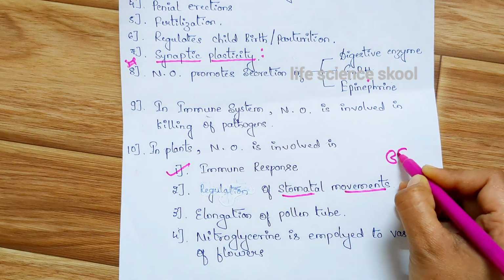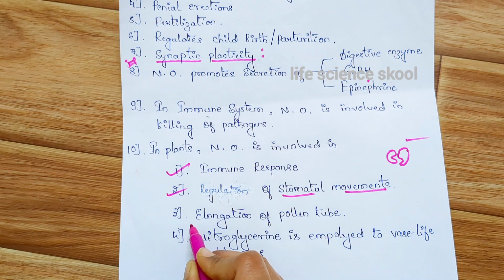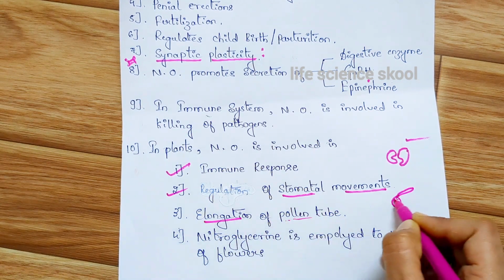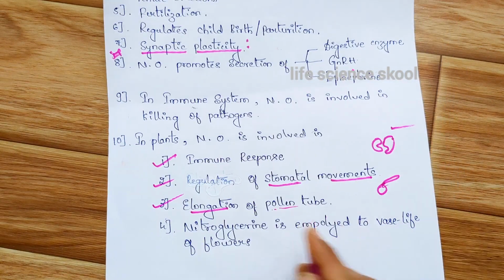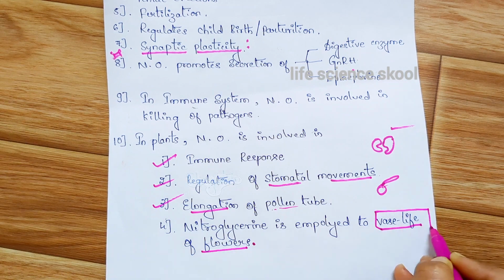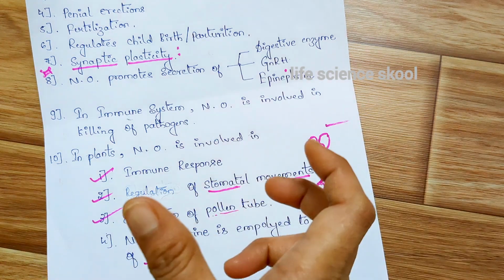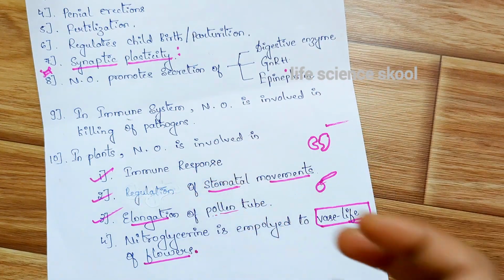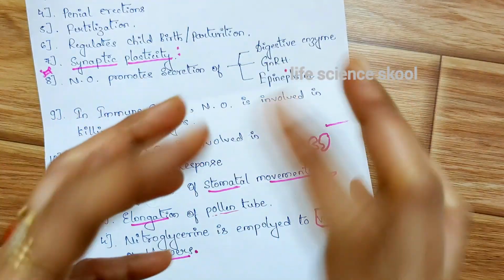It helps in the elongation of the pollen tube. And nitroglycerin is employed to extend the vase life of flowers. What is vase life here? The vase life is the length of time that cut flowers retain their appearance and freshness.